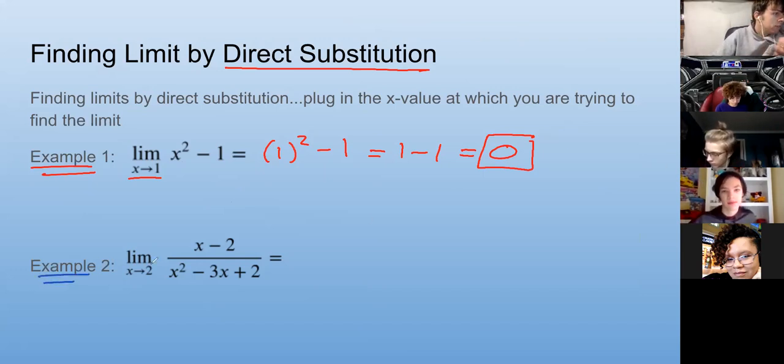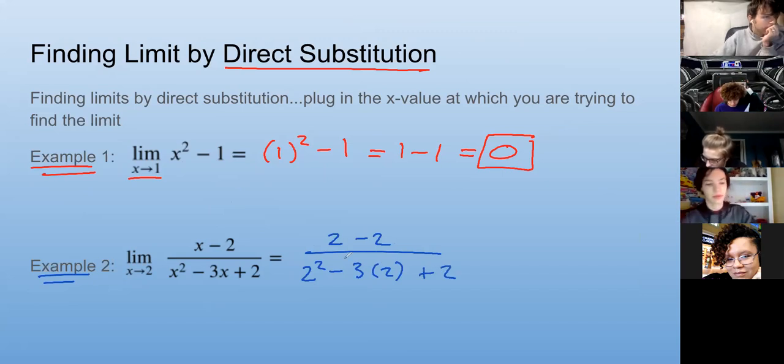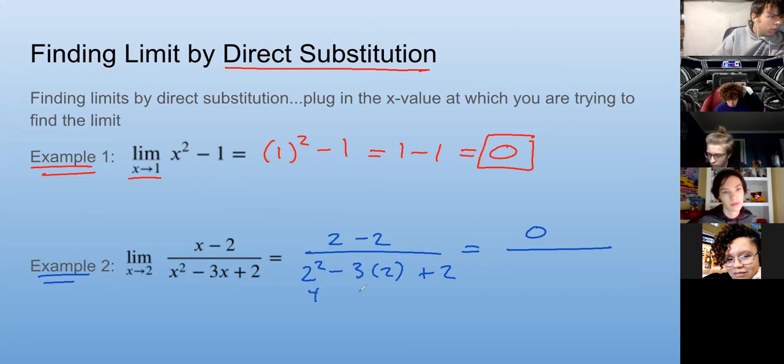All right, example 2. I can plug in 2. Let's see what happens when we do that. 2 minus 2, 2 squared, 3 times 2 plus 2. 2 minus 2 is 0. 2 squared is 4. 3 times 2 is 6.